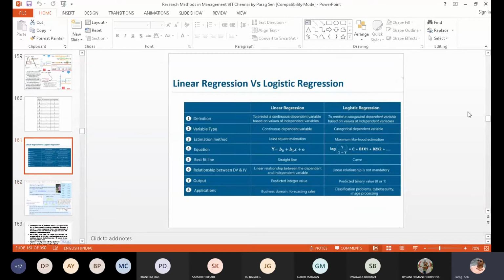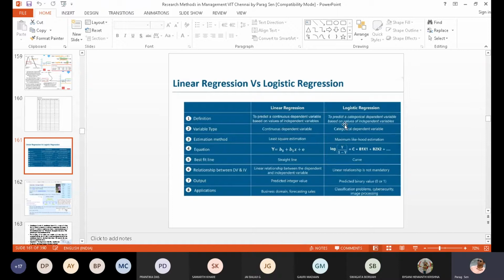So now we can see one comparison between linear regression and logistic regression. First, take a look at the definition. Linear regression is used to predict a continuous dependent variable based on the values of the independent variables. Logistic regression is used to predict a categorical dependent variable based on the values of independent variables. Variable type: in linear regression, this is a continuous dependent variable.